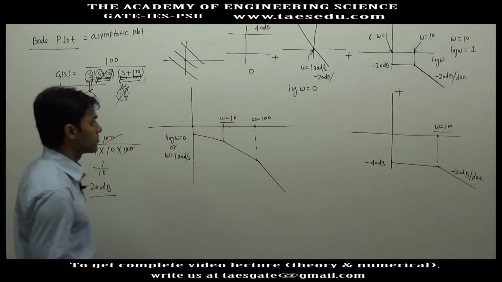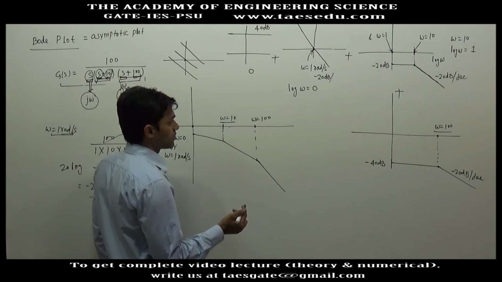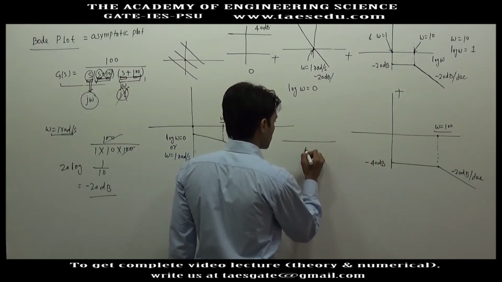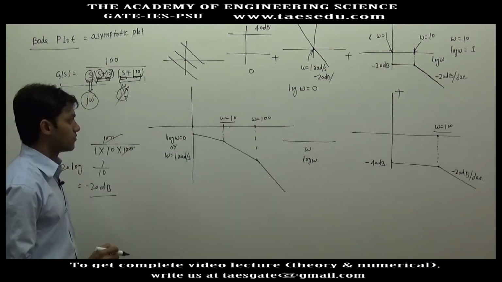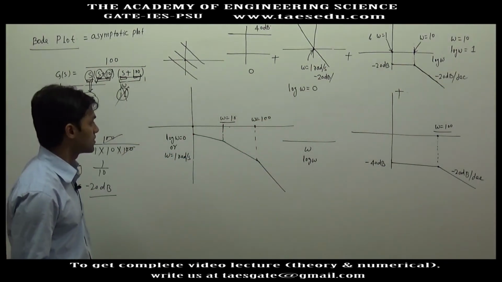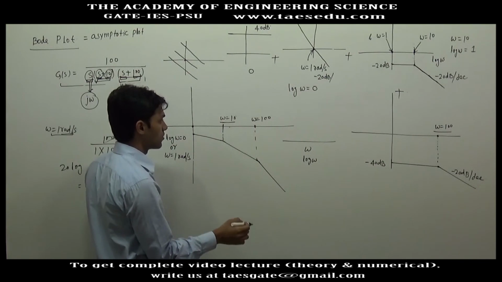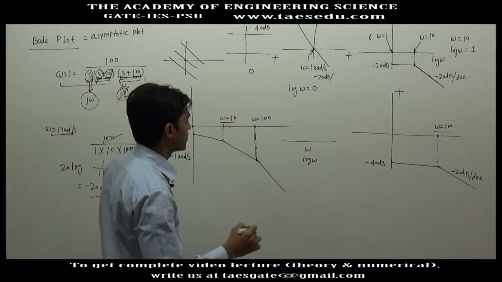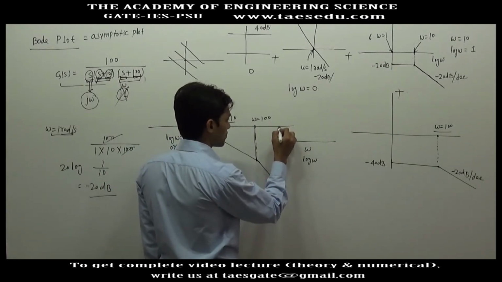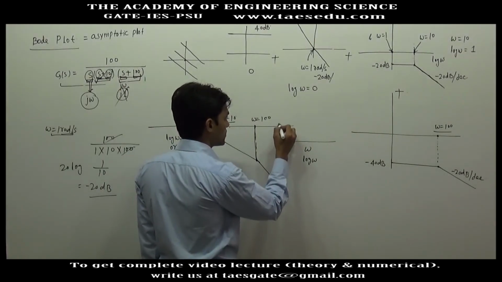In the further lecture we will talk more about the omega axis and log omega axis, and we will do some questions. The question may be like this: you will be given a Bode plot, you will be given a point on the Bode plot, and you may be asked to find the height in dB at some other point.